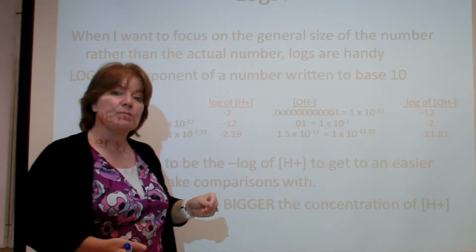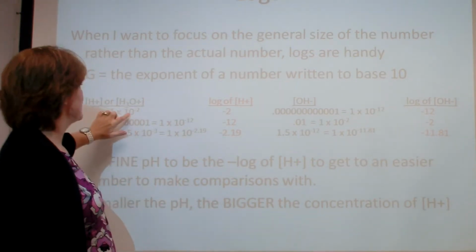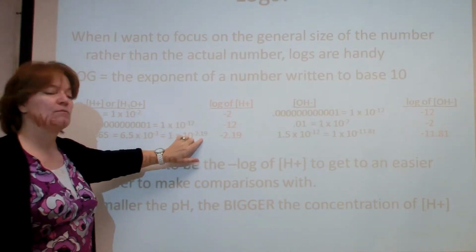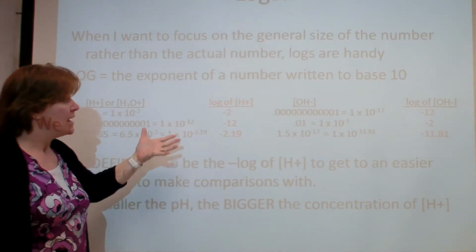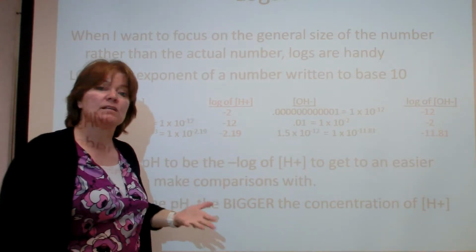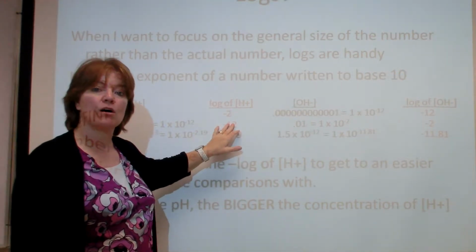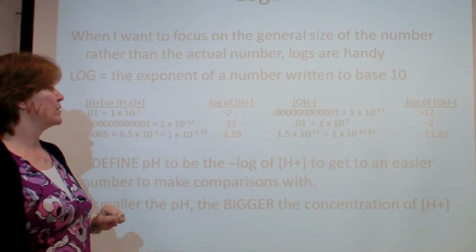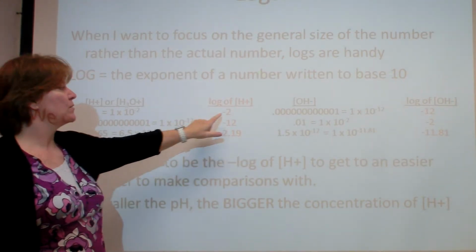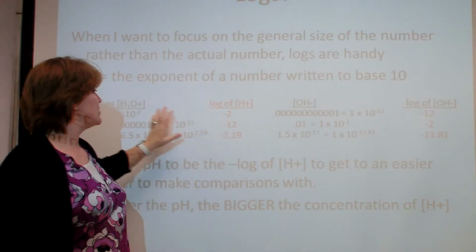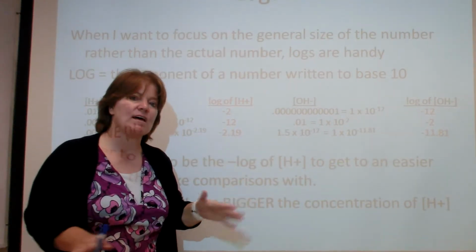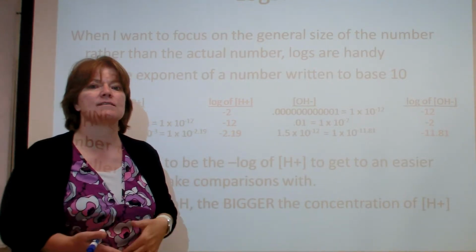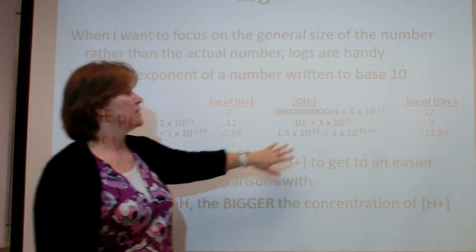Now the log would be just look at the exponent. So I'm looking at the negative 2, I'm looking at the negative 12, and I'm looking at the negative 2.19. And what I see is, if I have a really big number for the log, it's a really small concentration. This is a very small number. This is a fairly big number, and it has a very small log. So it's just a way of saying I can get rid of that long scientific notation number and just talk about the relative size in an order of magnitude.